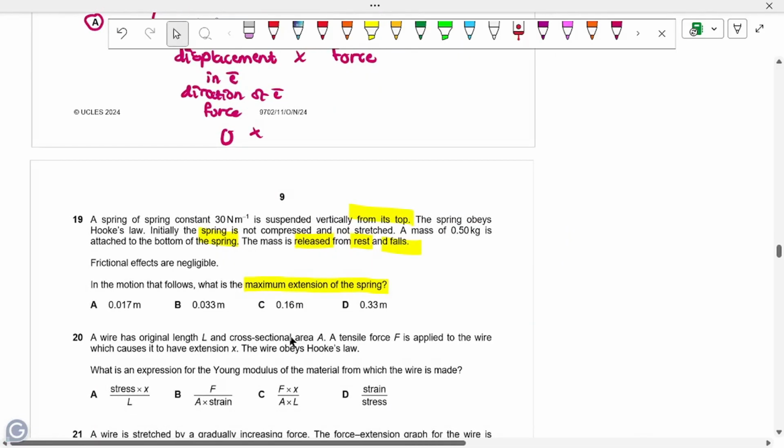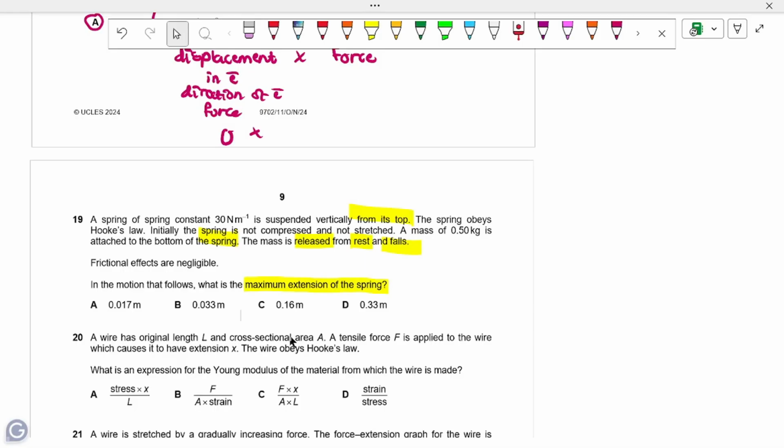How can I find this? Your brain is thinking, and you're like, F equals kx? That can't work because I know k, but I don't know the maximum force possible. Remember, you can't just say it's equal. If F equals kx, then I'm at equilibrium. There isn't an extension because at the bottom, I expect the restoring force to actually be greater.